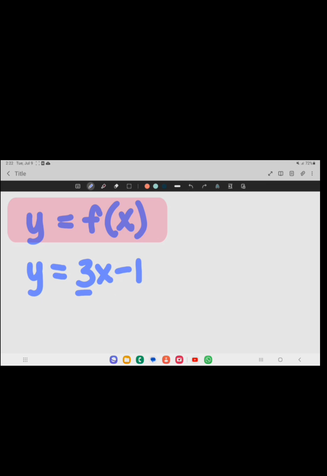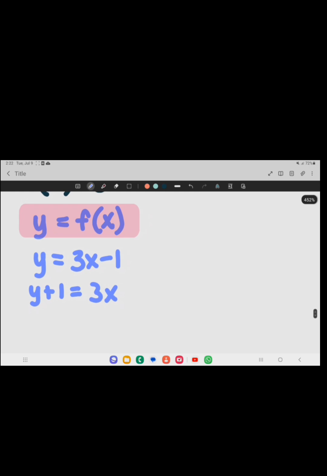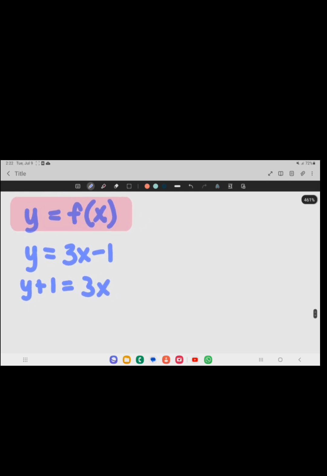Okay, this is just a basic algebraic. So first let's move this one. When it is a minus 1, when you want to move it to the opposite side, it will become plus 1 equals to 3x. Okay, now is it complete? No, it's not complete yet. Why? Because you want to find the x, not the 3x.